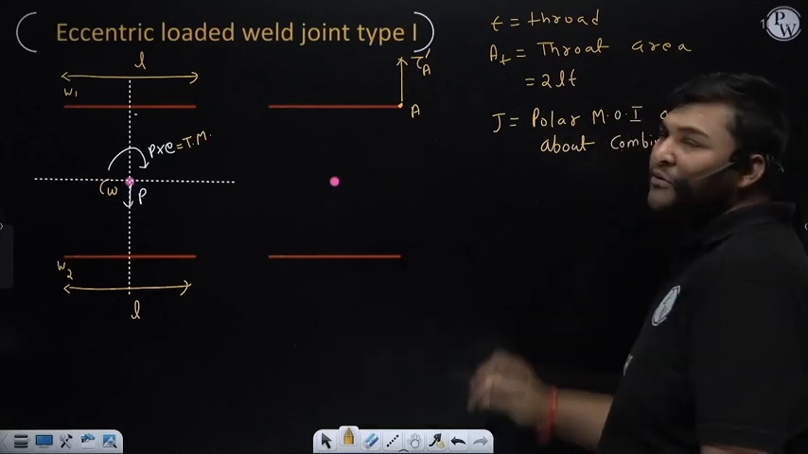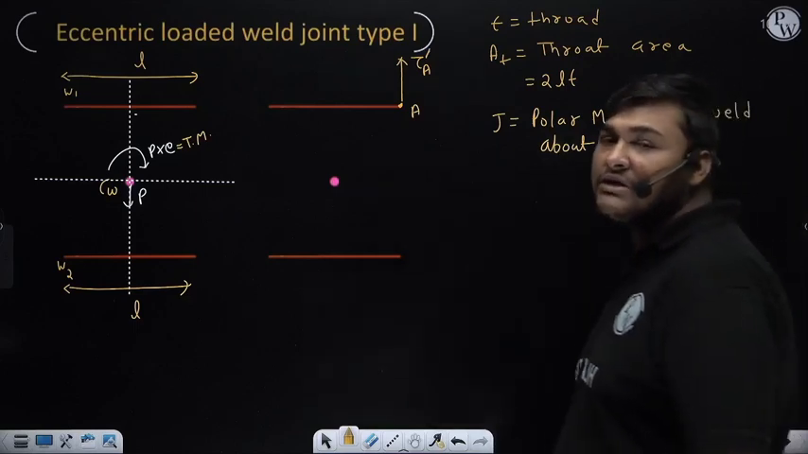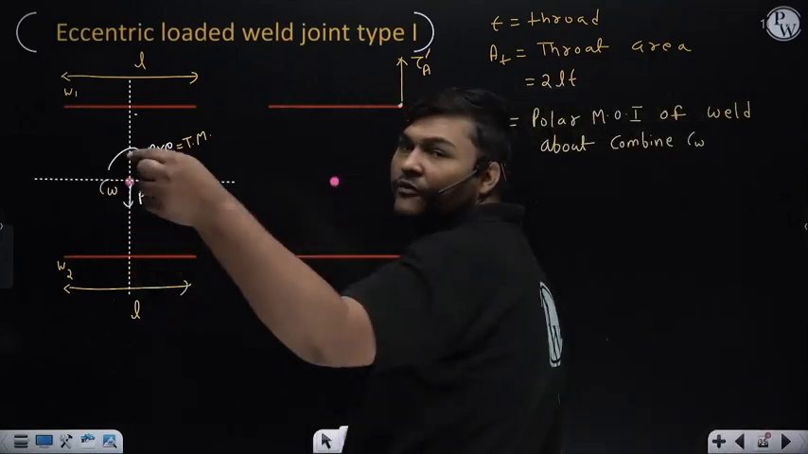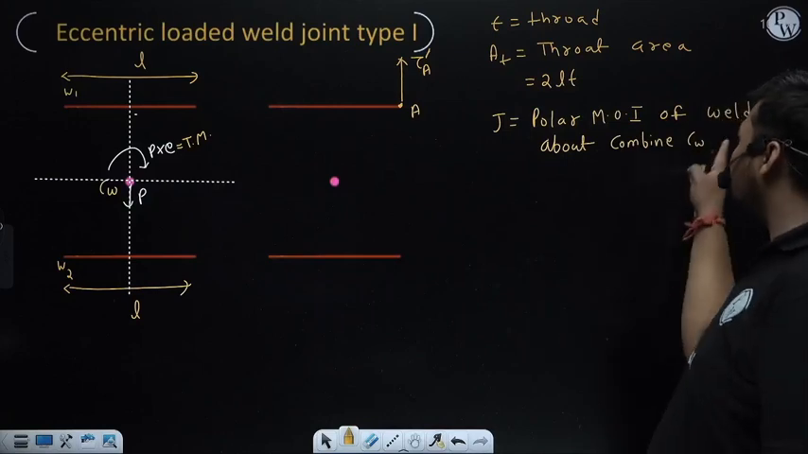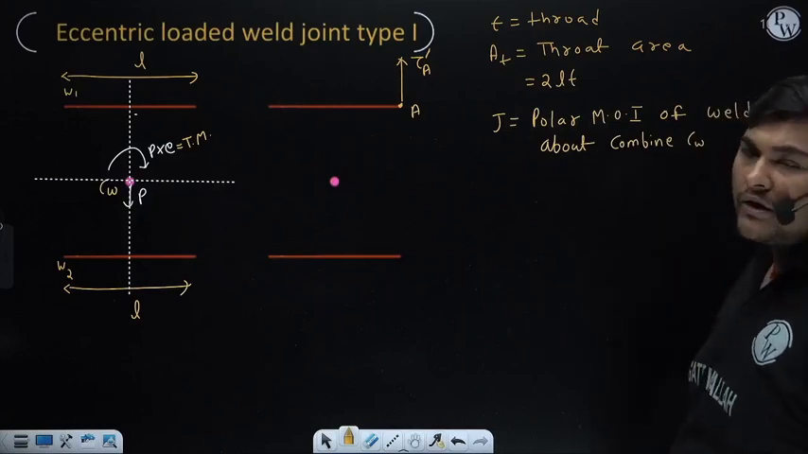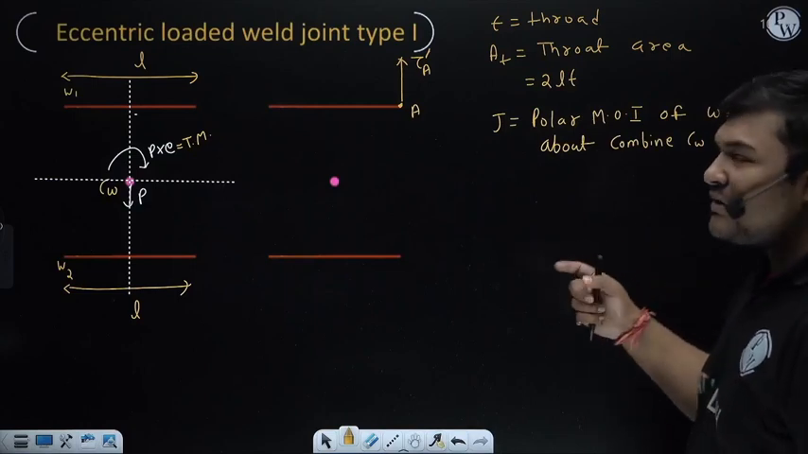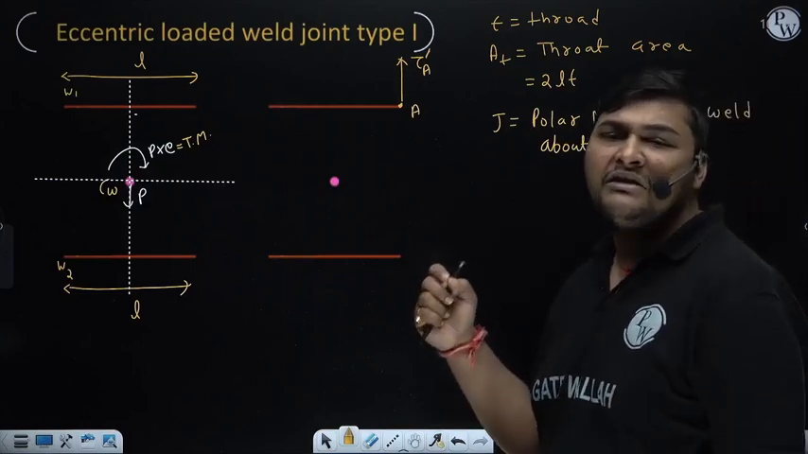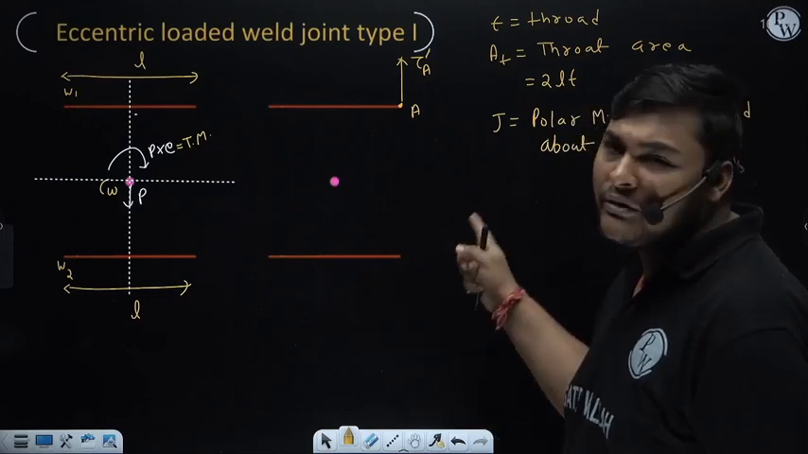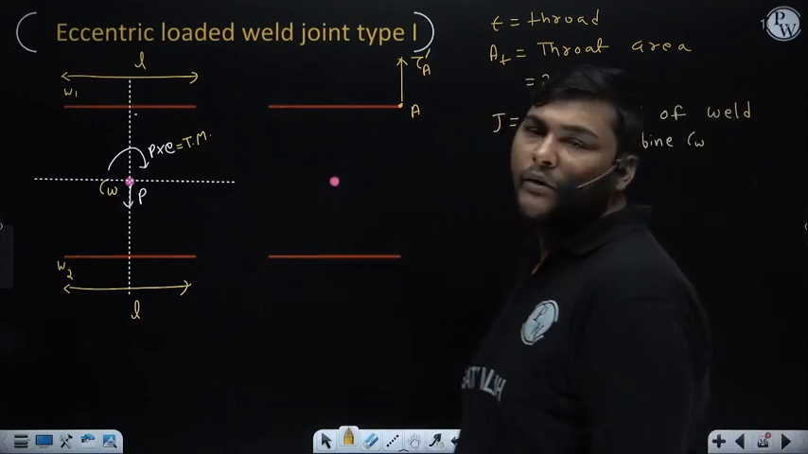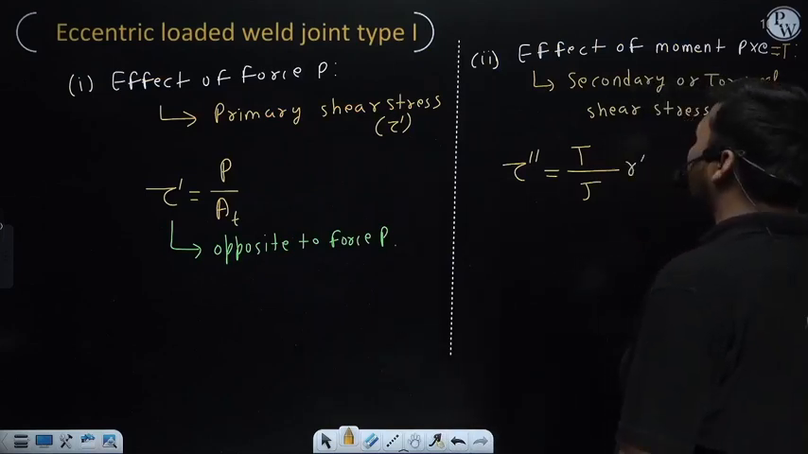When I use polar moment of inertia, that means the area moment of inertia about the axis which is perpendicular to the plane of weld. Means this is polar moment of inertia about Z axis which is passing through combined centroid. So J is polar moment of inertia of weld about combined centroid. That you can calculate. You have already studied this in engineering mechanics, but I will explain how to calculate J for this case. And into small r dash, or you can also say small r.